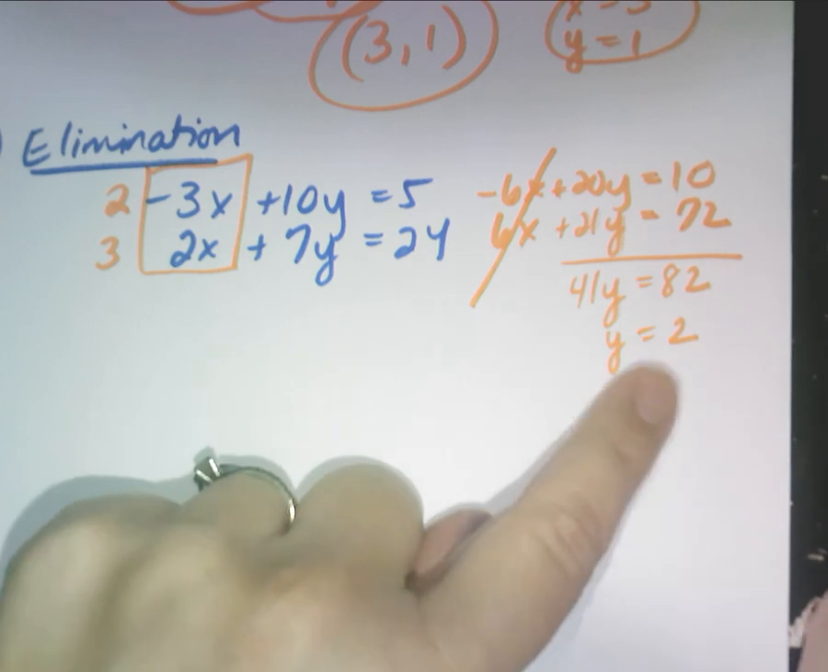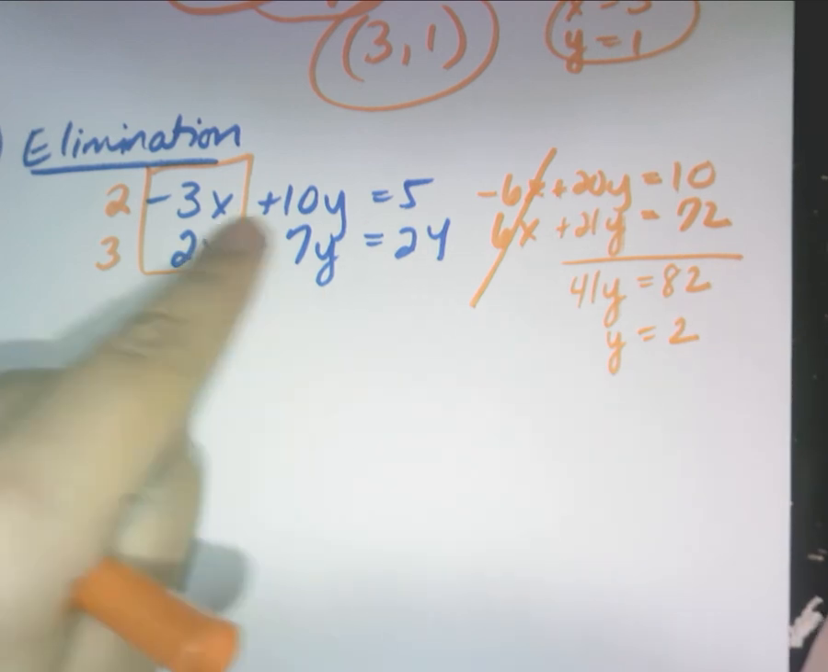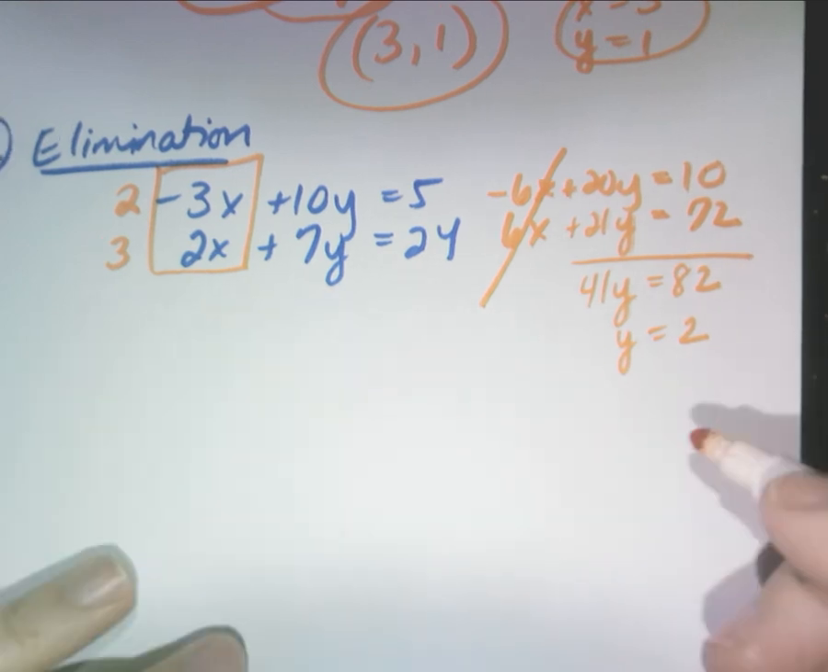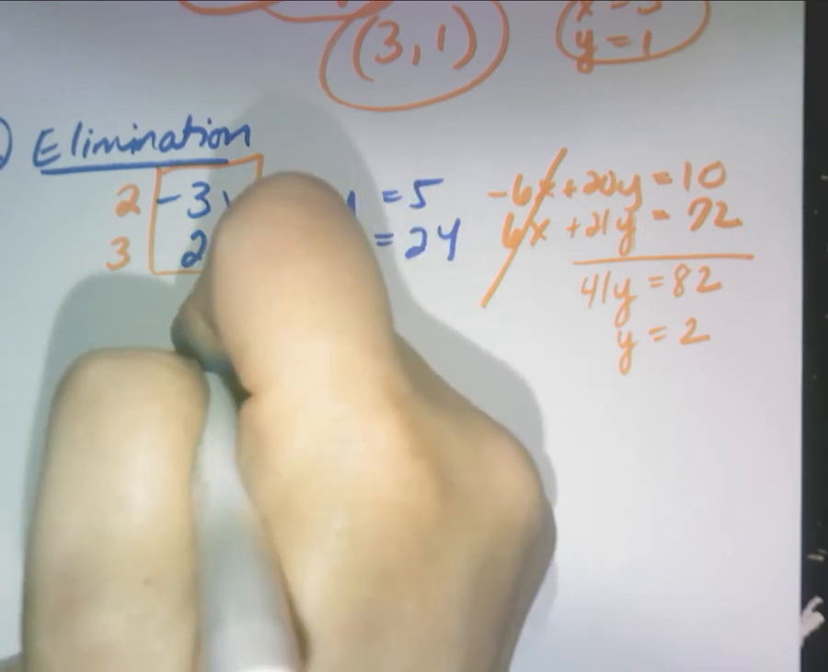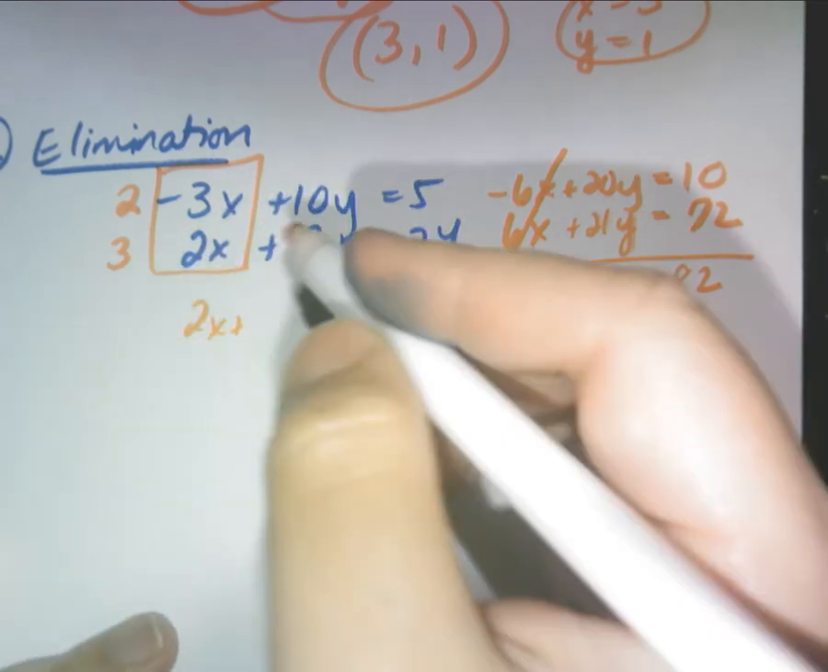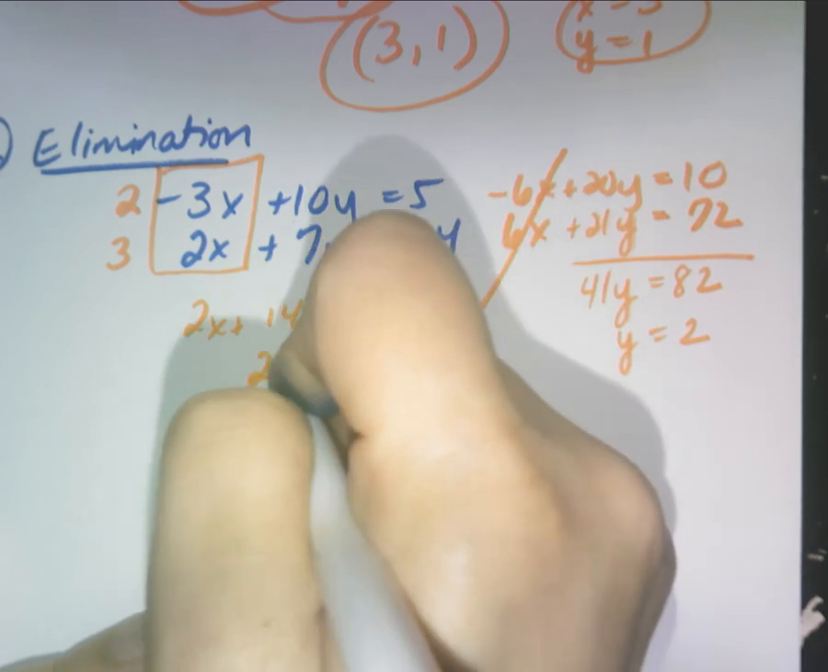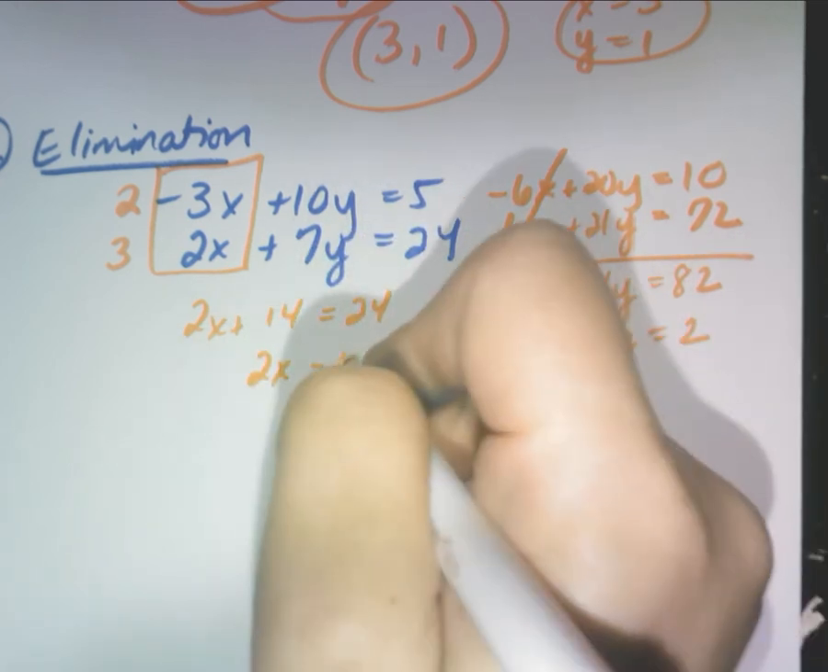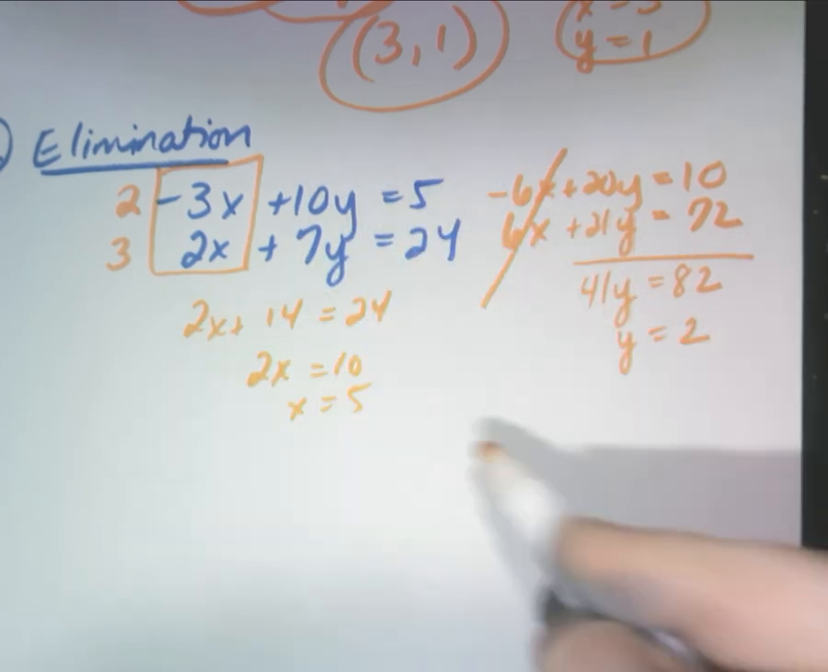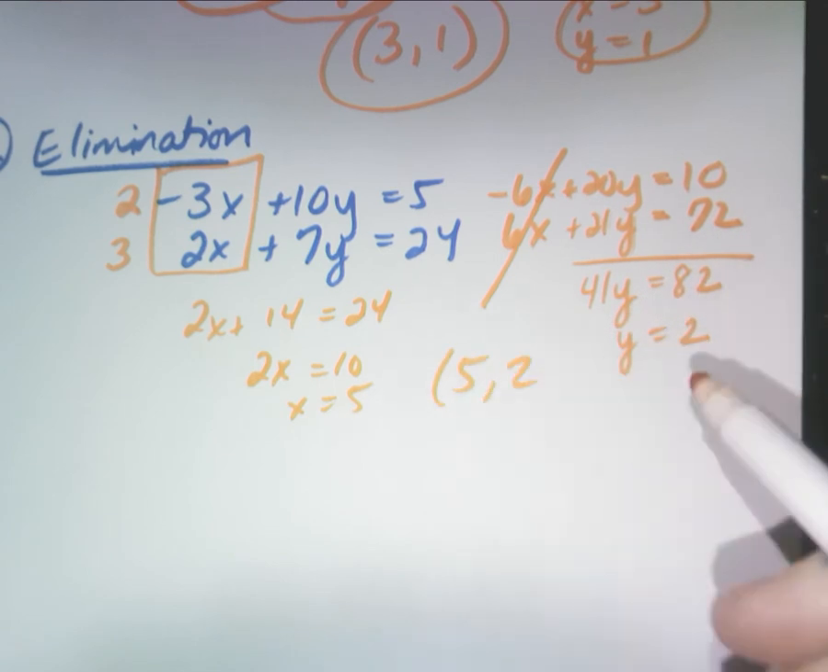And then this is the annoying part. You got to plug it back in. I usually go back to the originals, but it's not that hard. I'll do it into the bottom one here. 2x plus 2 times 7 is 14 equals 24. So 2x equals 10, x is 5. Okay, so your point of intersection is at 5, 2.